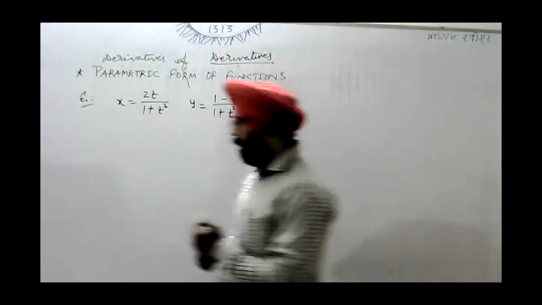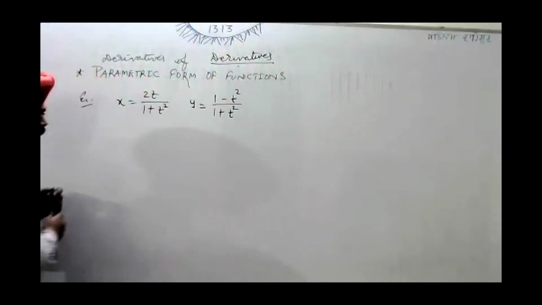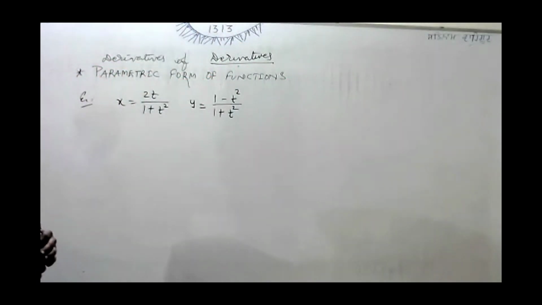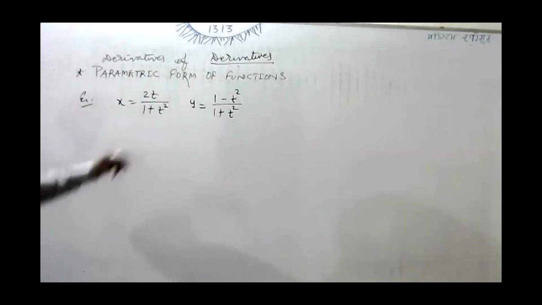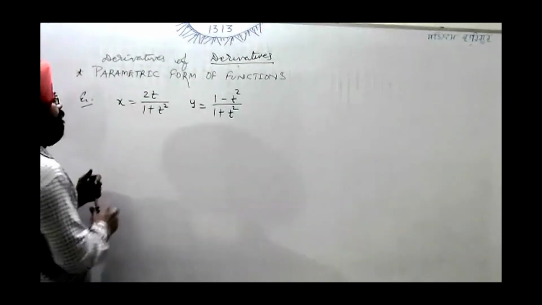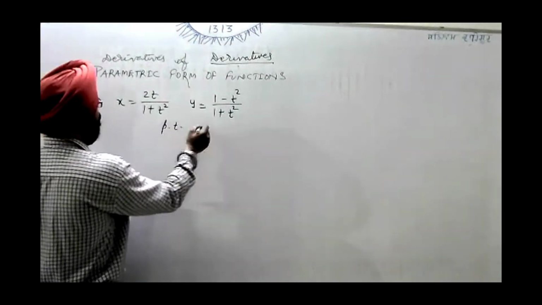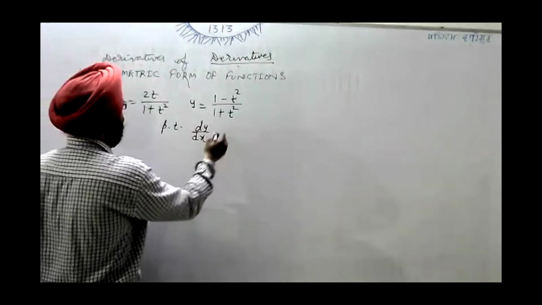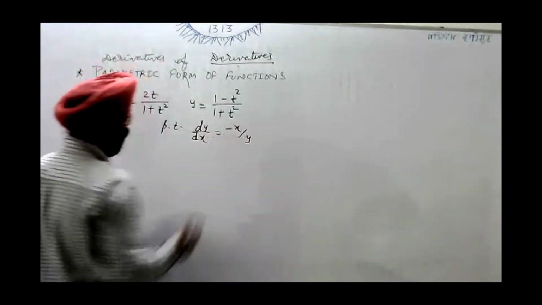So if I want to find dy by dx, in that case, I have to use a quotient rule. Focus. I need to use quotient rule here. By the way, y and x both are given. If I say prove that dy by dx is equal to minus x upon y.